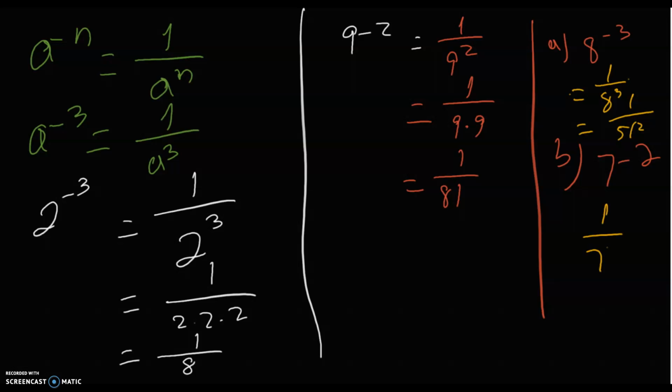Let's do the last one. 1 over 7 squared. It's 1 over 7 times 7. The answer is, good job, 1 over 49. 1 over 49 is correct, okay? Good job. So, you got the negative exponent.